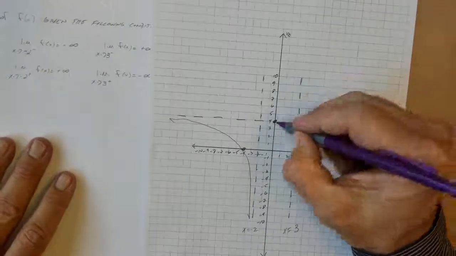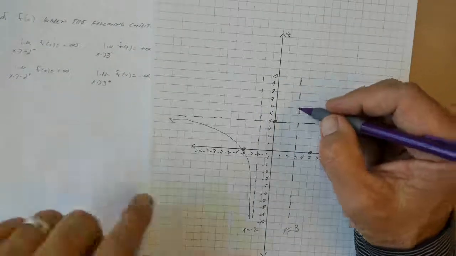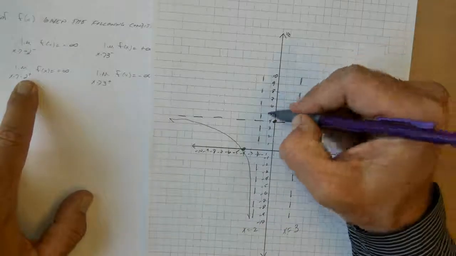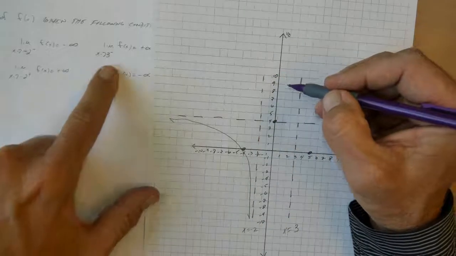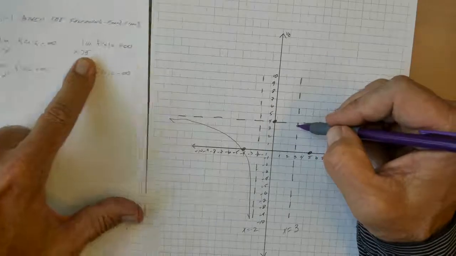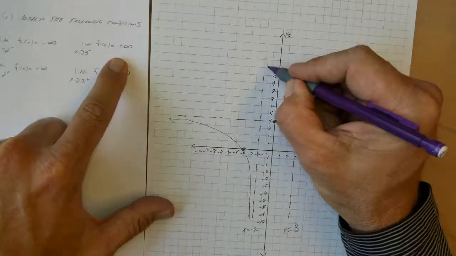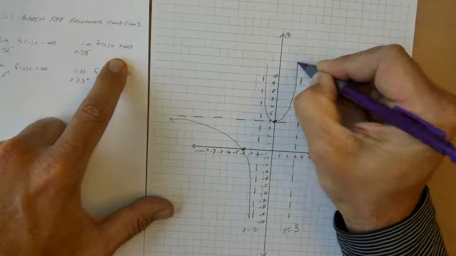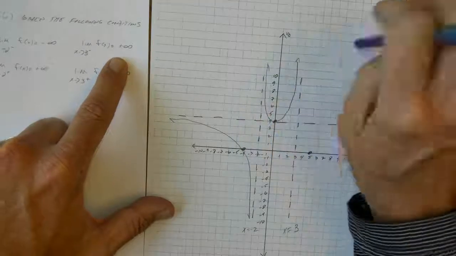Okay, over here we know we're going through 0, 4. We know as we approach negative 2 from the positive or right side, we're going up to positive infinity. And as we approach positive 3 from the left side, we're also going up to positive infinity. So we know our graph will look like that.